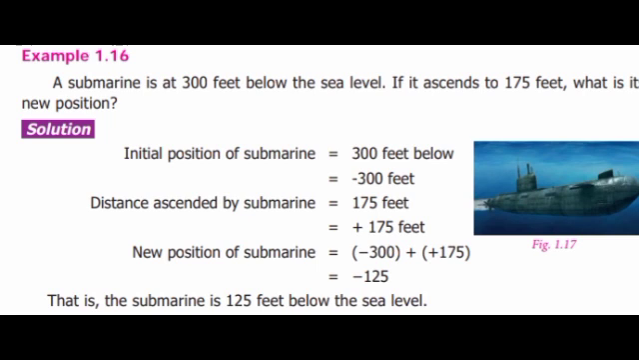What we have to do? Subtract and put the greater number's sign. Subtract 300 minus 175, we get 125. Here the greater number is 300, the sign is negative. So the answer is minus 125. That is, the submarine is 125 feet below the sea level. Okay.